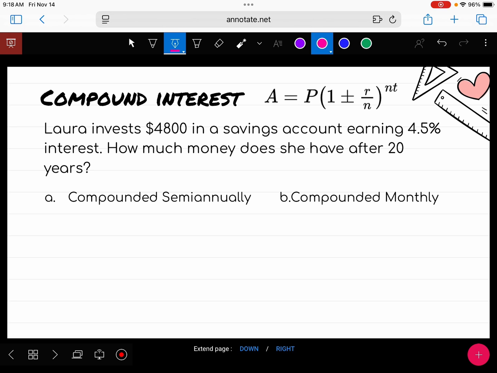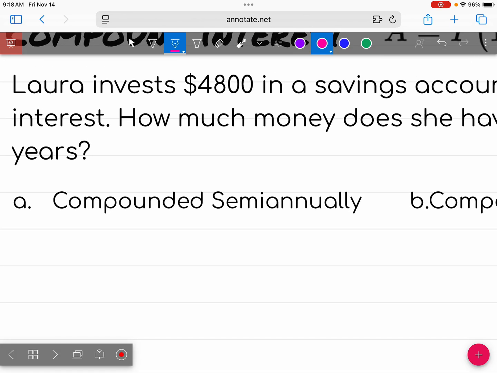So we've got here that Laura has a $4,800 savings account earning 4.5% interest. And we want to know how much money she has after 20 years compounded in these two ways: compounding semi-annually and compounding monthly. So let's start with the pieces we know.